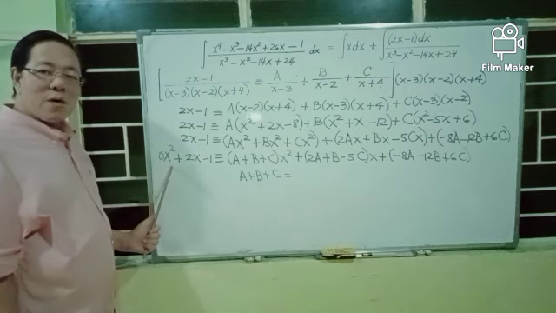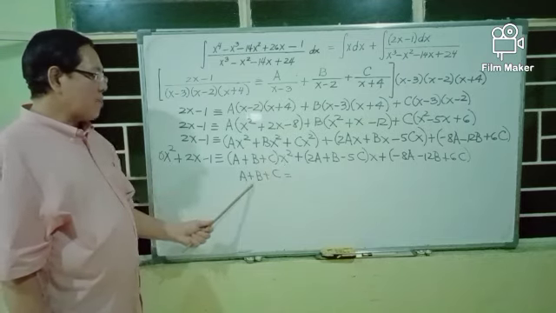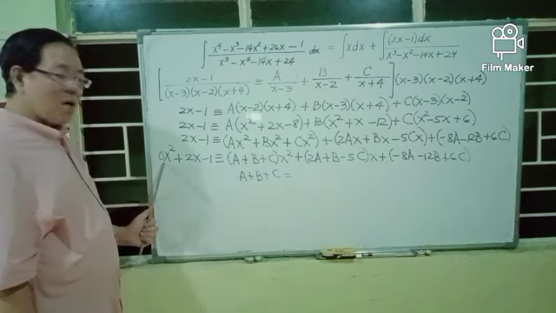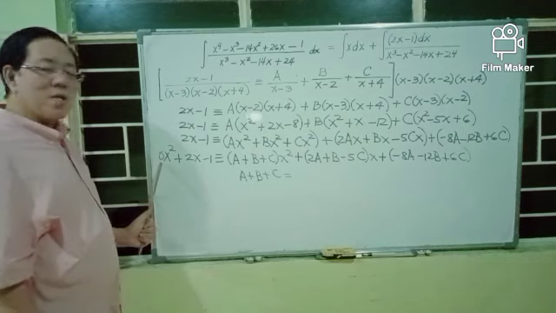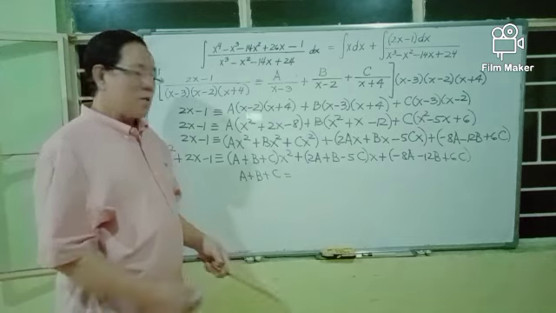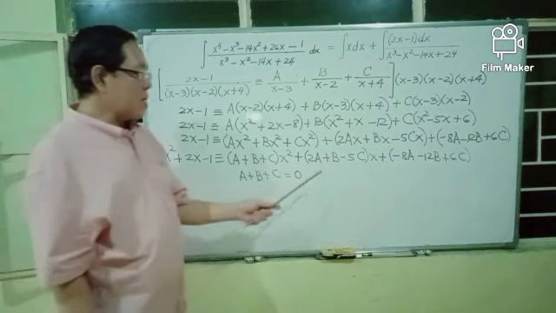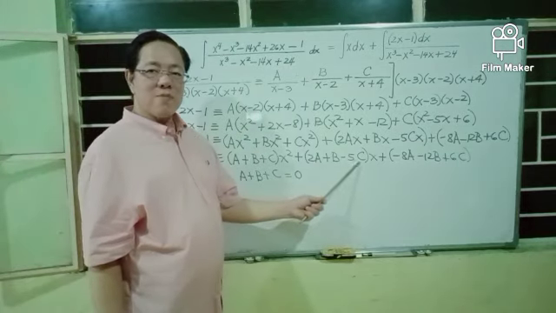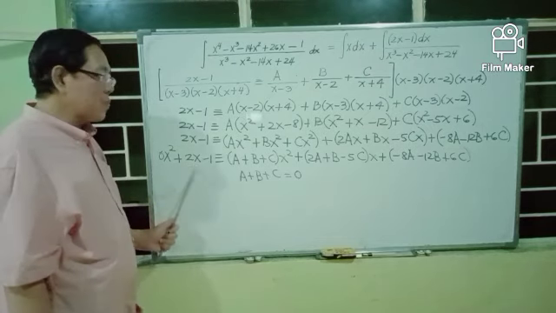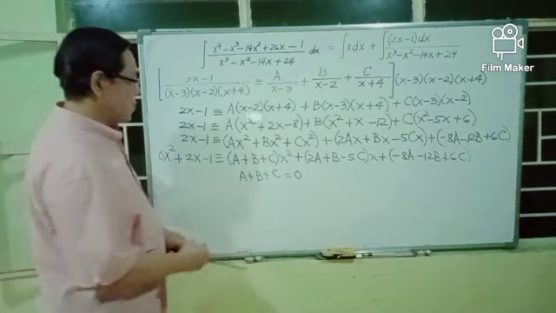We add 0x squared, so you can see that this coefficient of x squared, a plus b plus c, is equated to the coefficient of x squared at the left hand side, which is 0. So we equate a plus b plus c to 0. And the coefficient of x at the right hand side, 2a plus b minus 5c, we equate to the coefficient of x at the left hand side, 2. We write 2a plus b minus 5c equals 2.